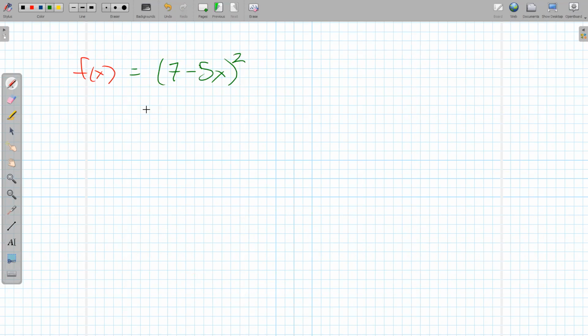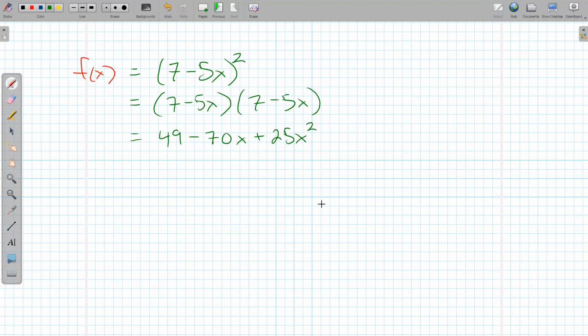And the only way we have to solve this problem is to square that out, which means you have to take 7 minus 5x times 7 minus 5x. And distributing, we're going to get 7 times 7 is 49, and then 7 times 5 is 35, and another 35, 35 and 35 is 70. And then negative times a negative is a positive 25x squared.